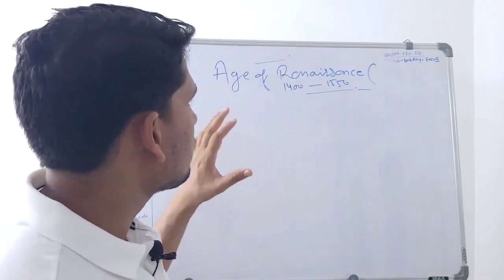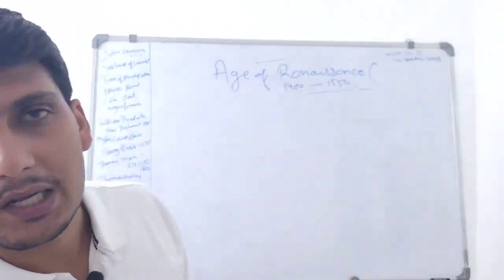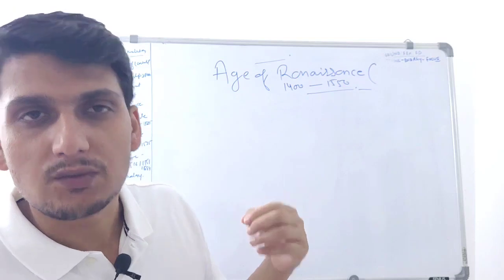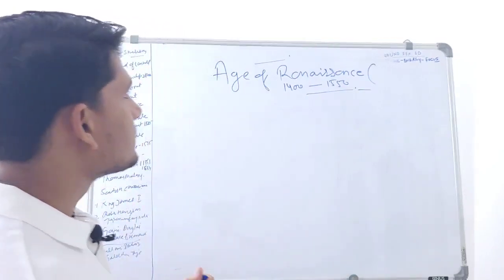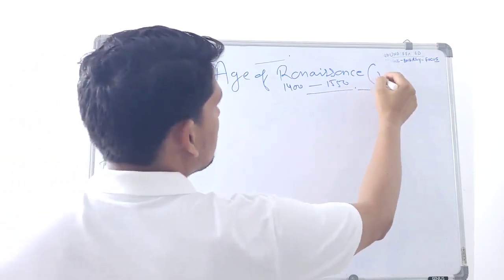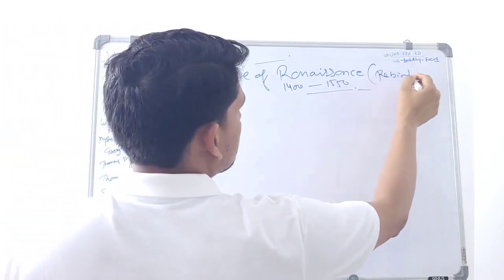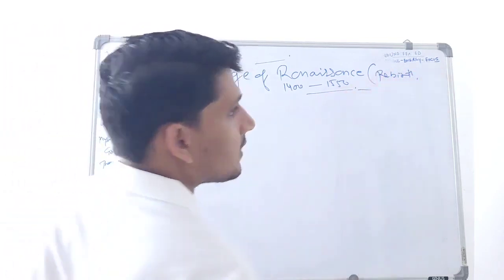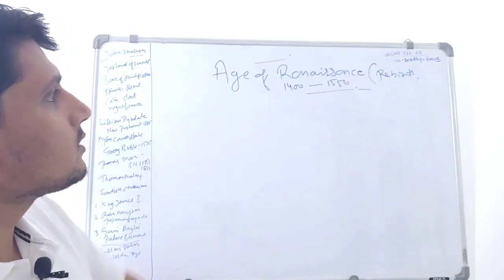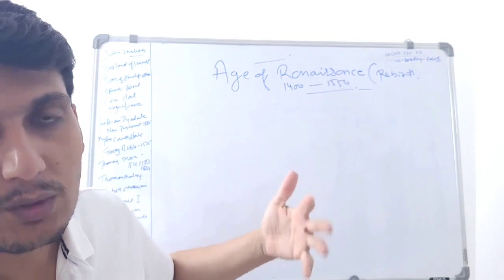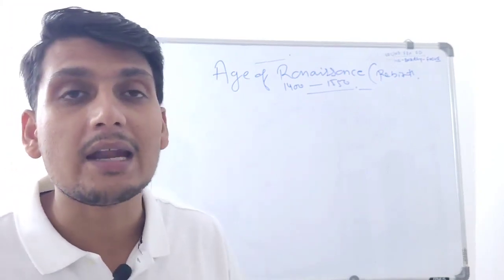So this is the fourth class, and here we are covering the age of Renaissance. Whether you call it the age of revival or the age of Renaissance, both are the same. Renaissance means rebirth, and it also means revival, resurrection, restoration. So it was the rebirth of what? It was the rebirth of learning and culture.